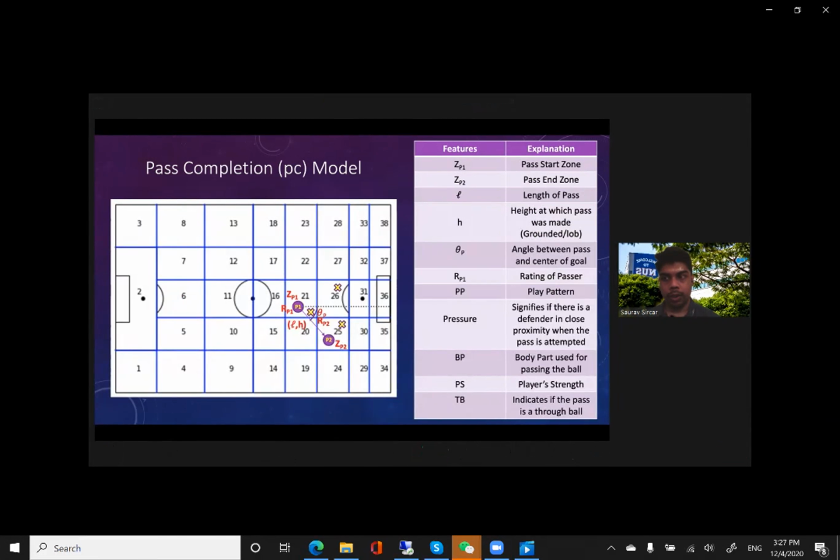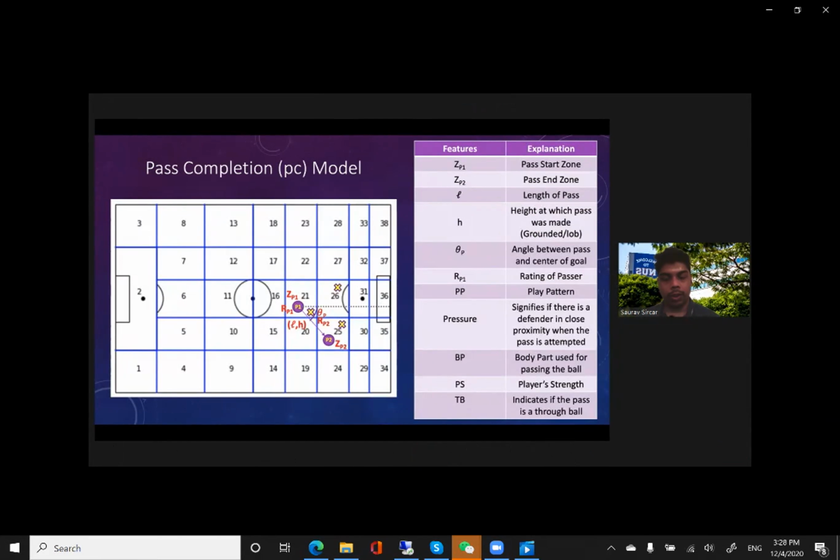For the sake of this model, the pitch was divided into 38 zones, as we can see in the image. The defensive zones are less dense, whereas the offensive zones are more dense, as there are more actions that are taking place in the offensive zones.